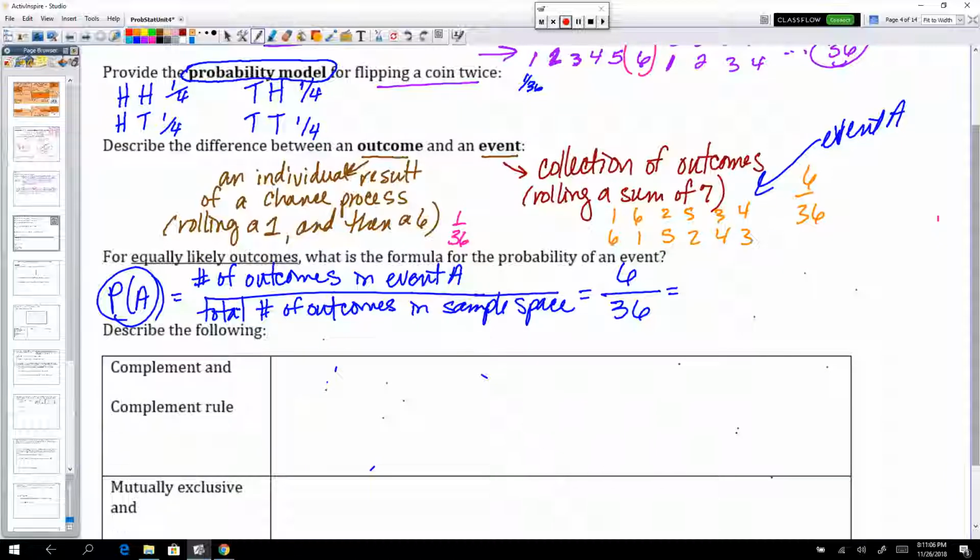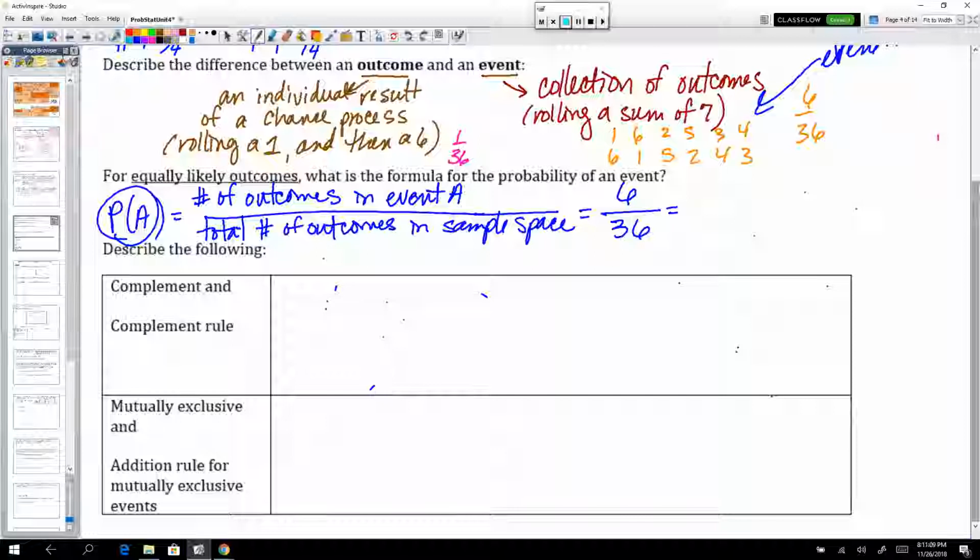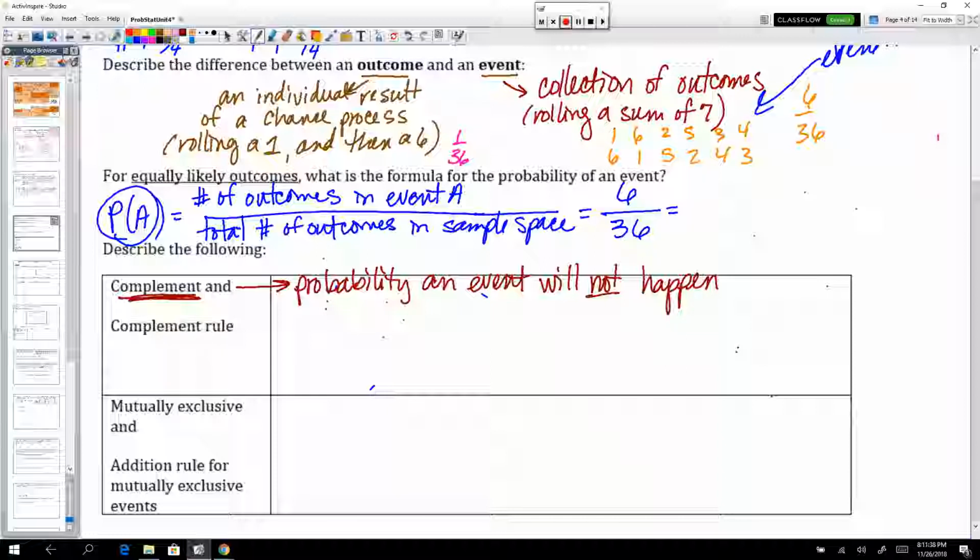Now let's discuss the difference between complement and complement rule. Hopefully you've already taken a look at the text and you've got these definitions, so you're just making some side notes to what you've already written down. Complement is the probability an event will not happen. You may have seen this definition of complement elsewhere in your math classes. Something's complement is sort of the opposite, the leftover: the probability an event will not happen.